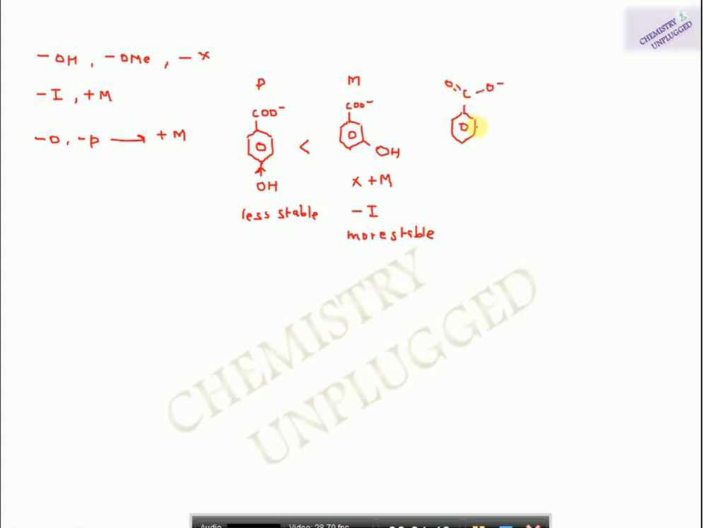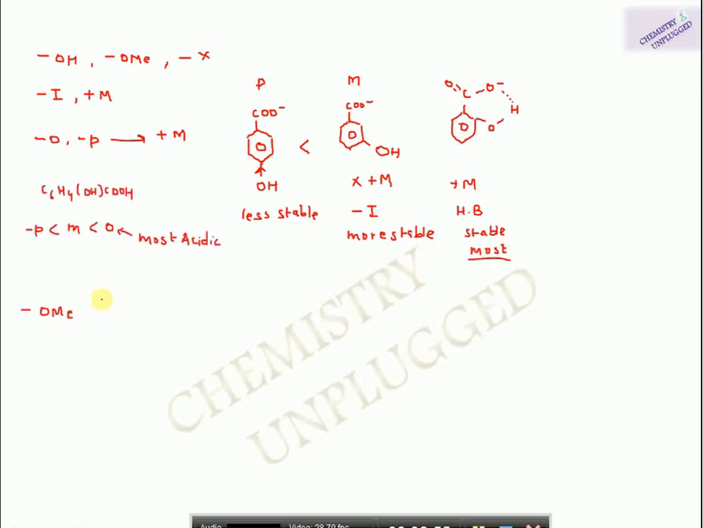But when we substitute OH at the ortho position, then although it is showing a plus M effect, it will show hydrogen bonding with the oxygen atom of the carboxylic group, and in this way it will become more stable, most stable in nature. Therefore, ortho hydroxybenzoic acid is the most acidic in nature, because its conjugate base is stabilized by hydrogen bonding.